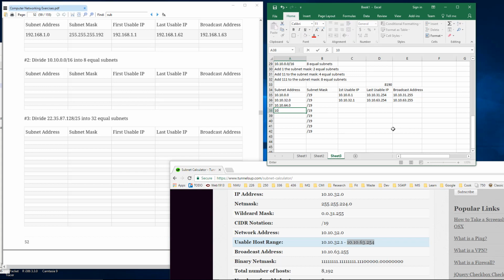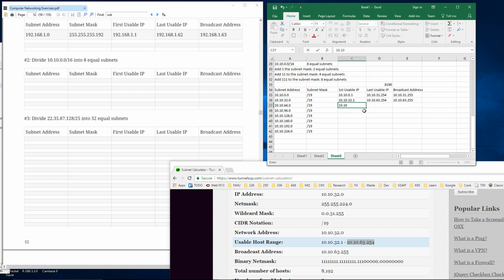I know this is going to be 10.10.96.0, 10.10.128.0, 10.10.160.0, 10.10.192.0, 10.10.224.0. I think that's right. Okay, so that's my last one. I'm just adding 32 to that third octet. That's all I'm doing. So here I'm going to be 10.10.